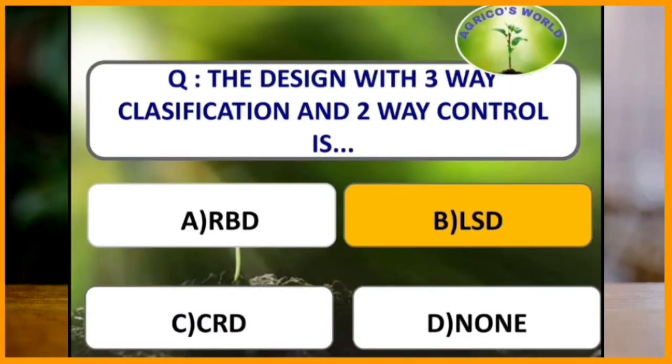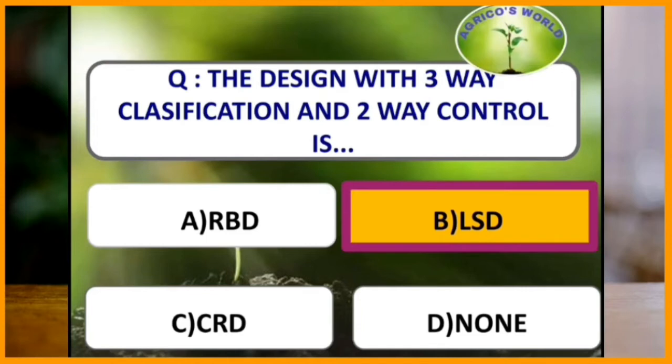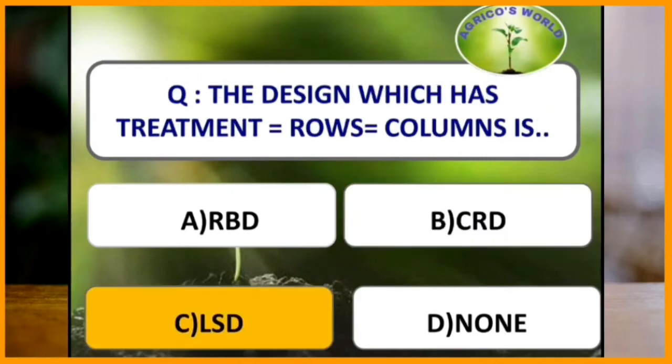The design with three-way classification and two-way control is? The design with three-way classification and two-way control is Latin square design. In CRD, it has one-way classification, and in RBD, it has two-way classification and one-way control.